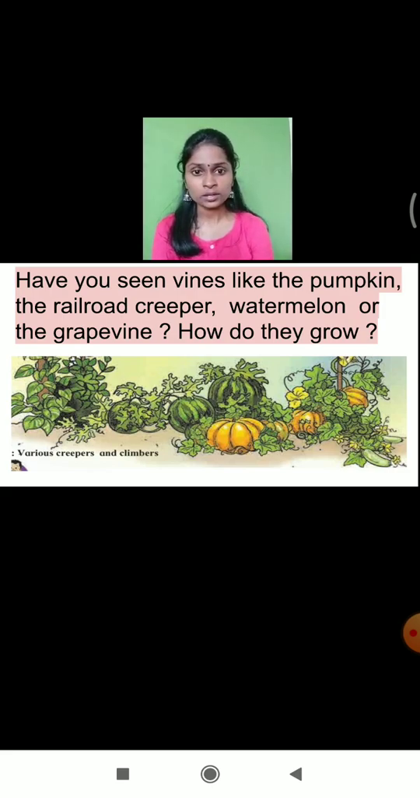How do they grow? You can see here in this picture, there are vines. What is exactly vines? Vines means what? Climbers. They are what? Climber. Okay. So these vines, how they grow? Do they grow independently or they require any kind of the support to grow?